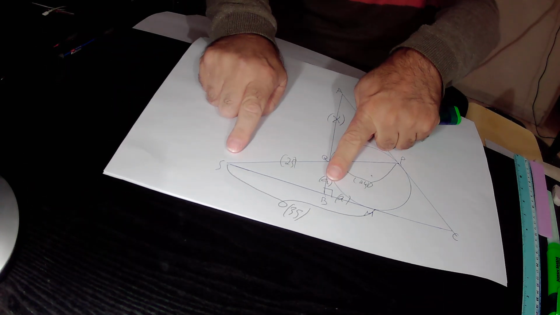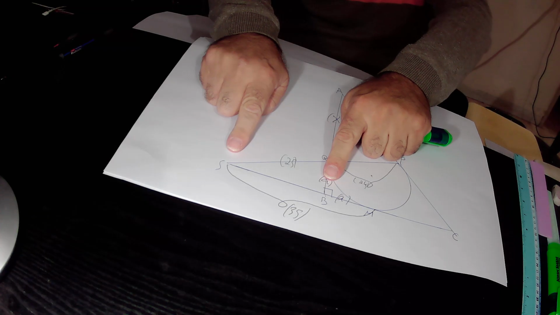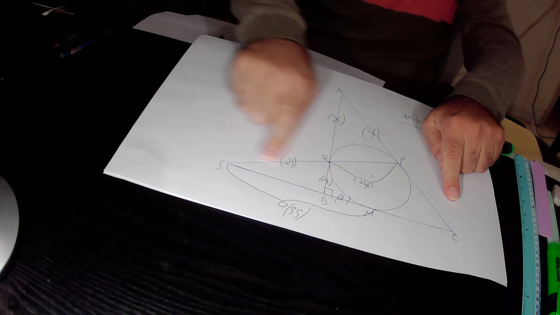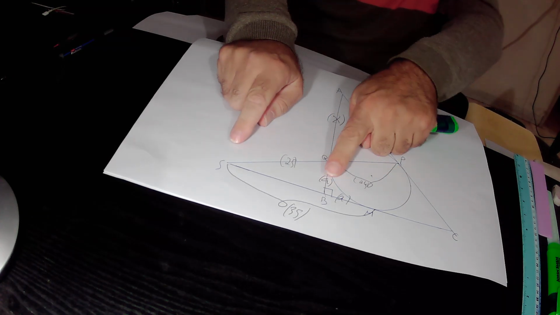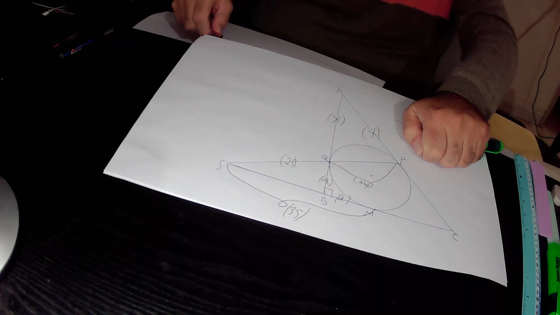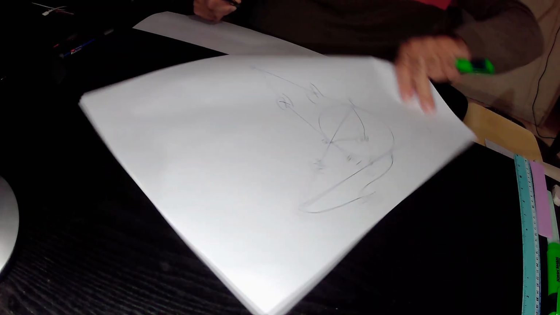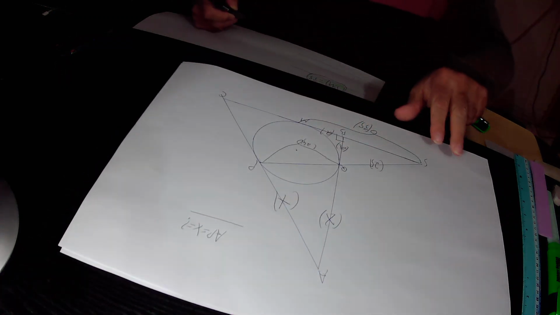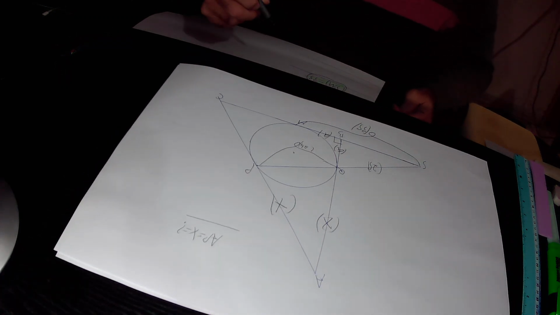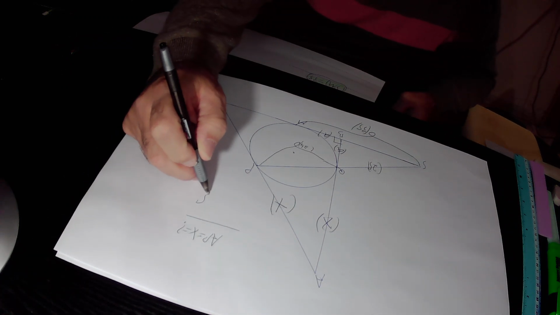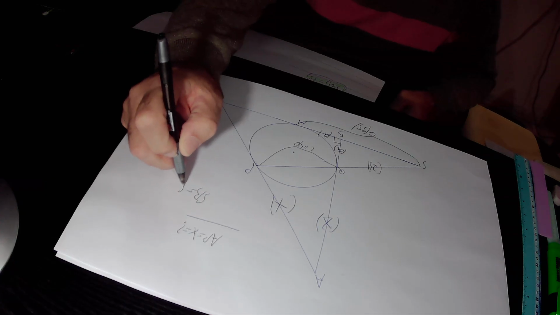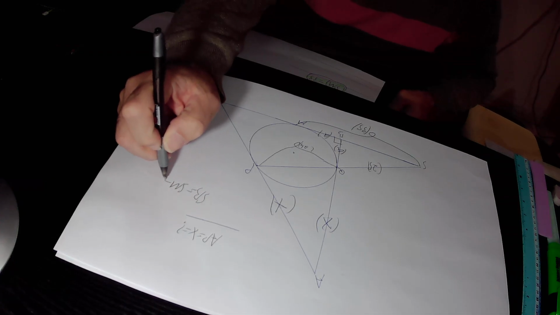What is the length of this missing line segment? Line segment SB. SB in total equals SM minus BM. Yes, SB equals SM minus BM. So writing on. The missing line segment SB equals SM minus BM.